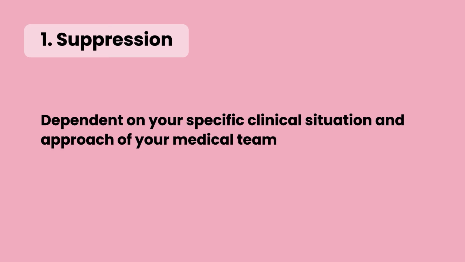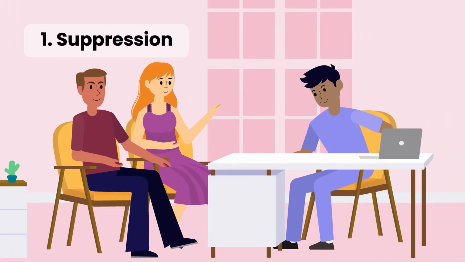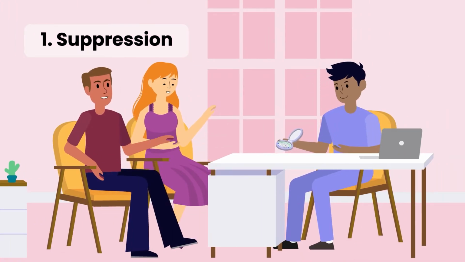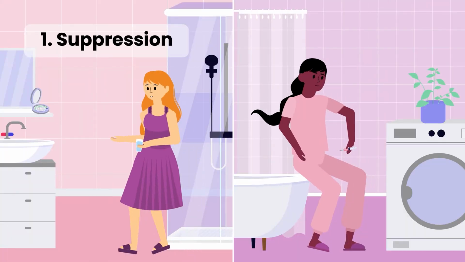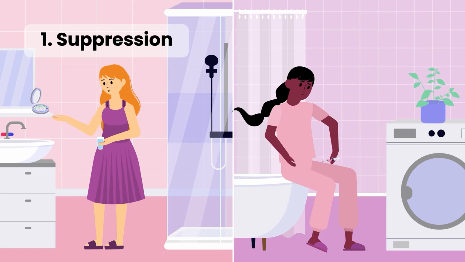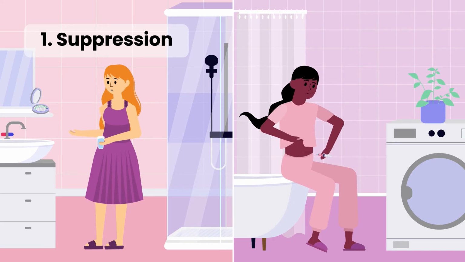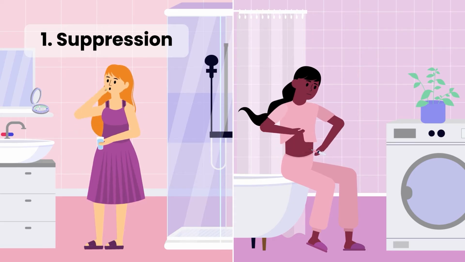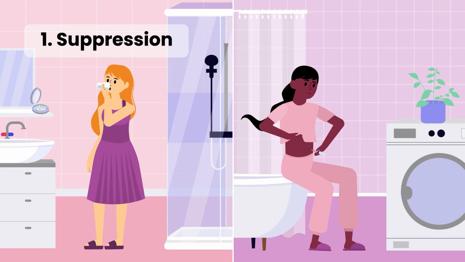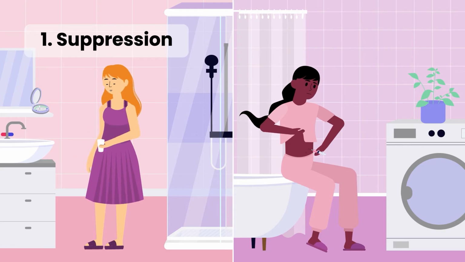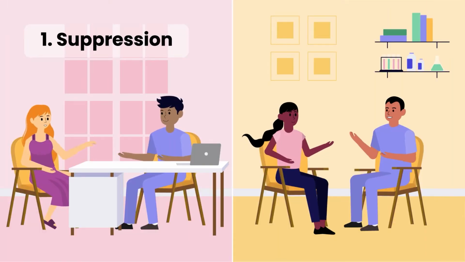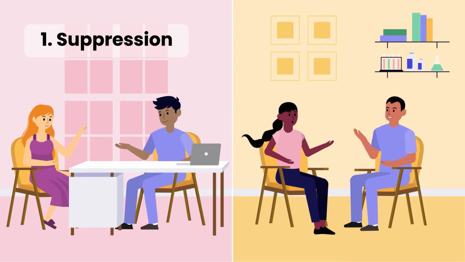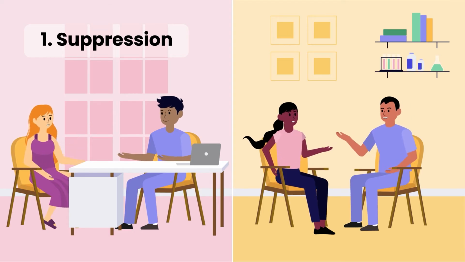This phase may or may not be required depending on your specific clinical situation and the approach of your medical care team. The suppression phase, if used, is to prevent premature ovulation, and there are 2 methods: suppression before stimulation begins, also known as pituitary downregulation, or blocking ovulation during the stimulation phase. The choice as to whether or which one to use is made by your doctor based on your individual case and provider's philosophy.